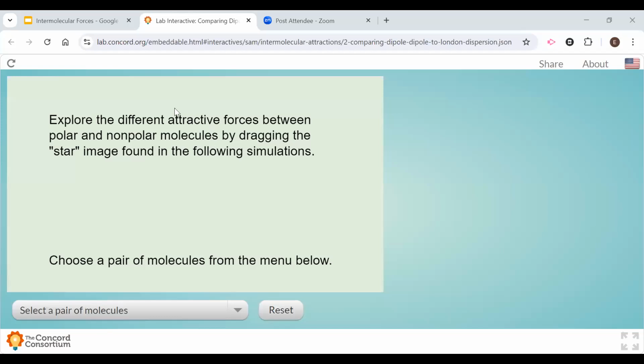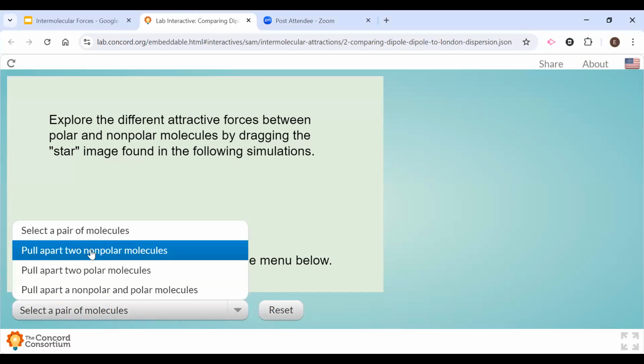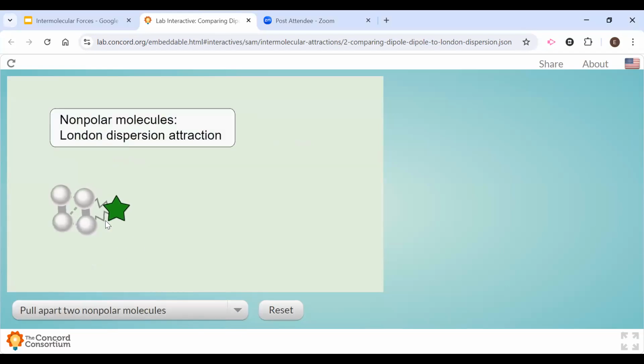It says explore the different attractive forces. So let's compare polar and non-polar molecules. This one has only London dispersion force, because the only type of force non-polar molecules have is London dispersion force. Look at it. You see? Very easy to separate. If I reset it, you see that? It's a very weak force.